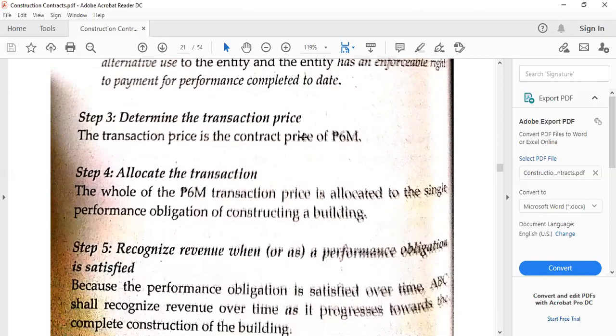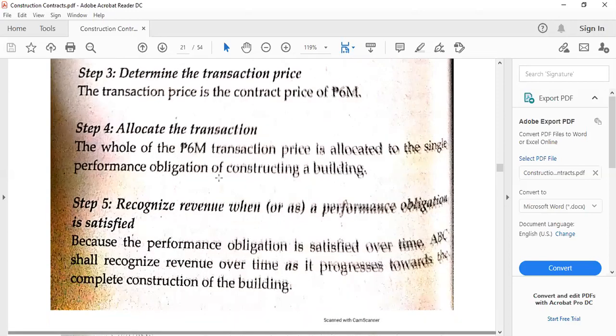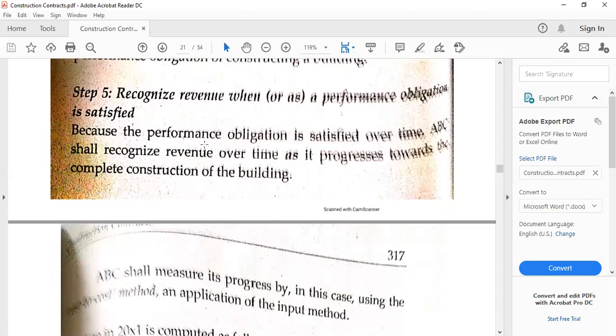Then step 3 is the transaction price. As said, the contract price is 6 million pesos. Then we have to allocate the 6 million on the performance obligations. Fortunately, there's only one, which is the construction of the building. So meaning to say, we just have to apply this entire 6 million to that. And then recognize revenue as the performance obligation is satisfied.